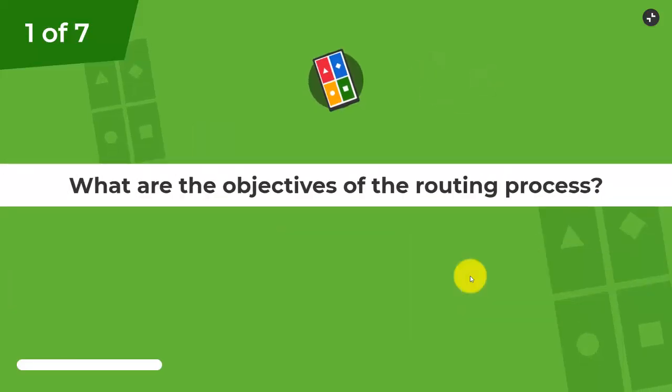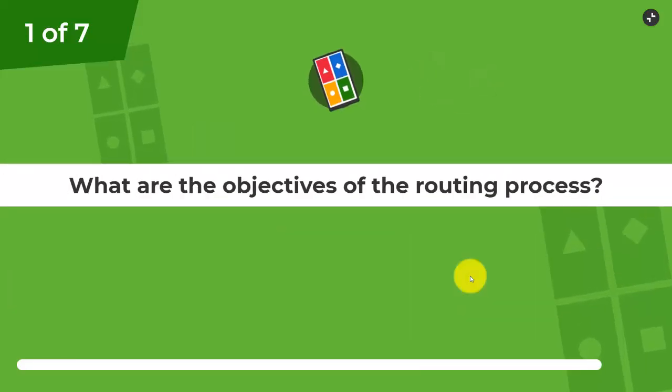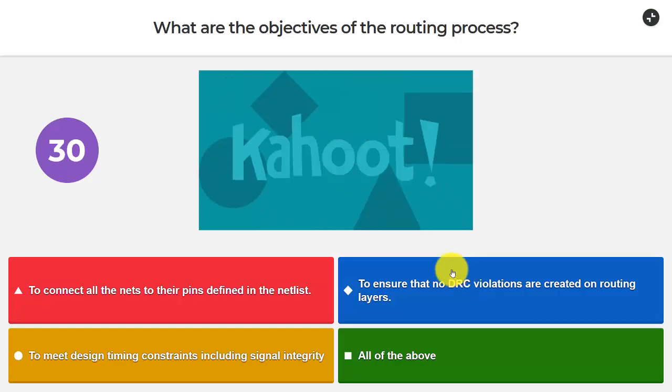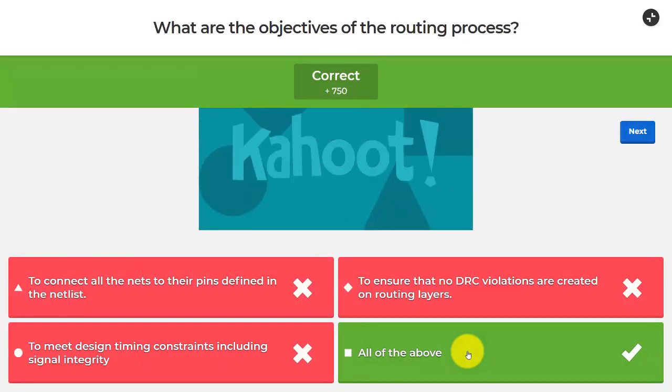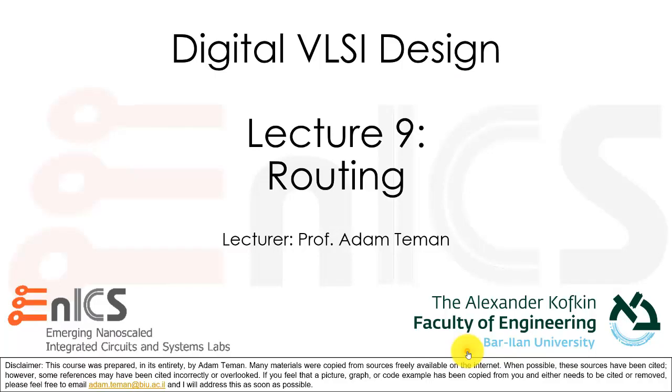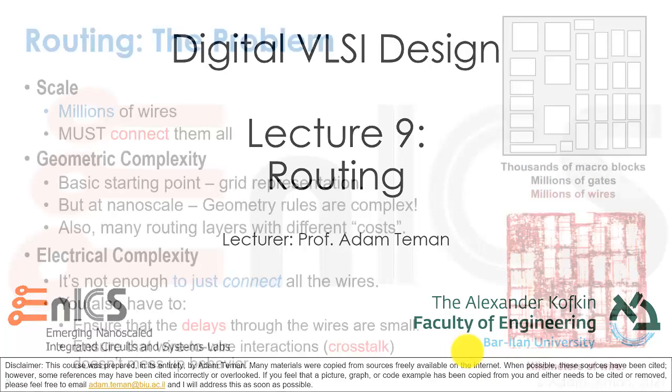So in today's shorter Kahoot, we'll only have 7 questions. The first is, what are the objectives of the routing process? To connect all the nets to their pins defined in the net list, to ensure that no DRC violations are created on routing layers, to meet design timing constraints including signal integrity, or all of the above. Well, I think it's going to be all of the above. So let's go back and see where we discussed this in the lecture itself.